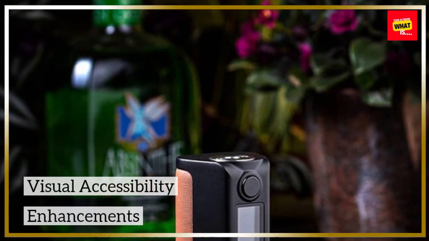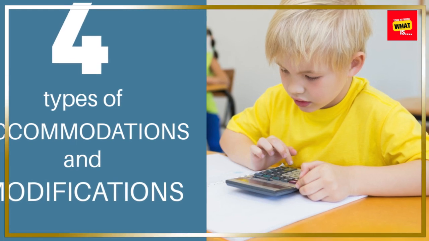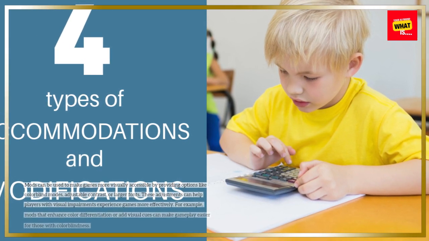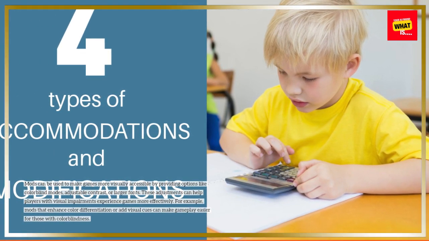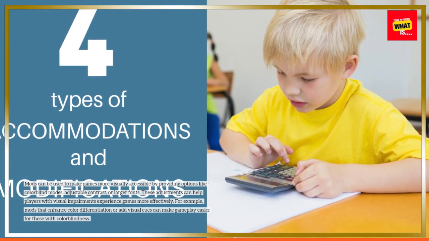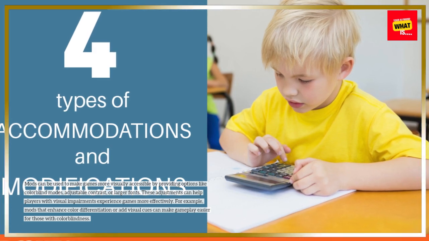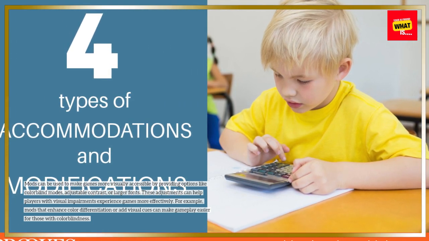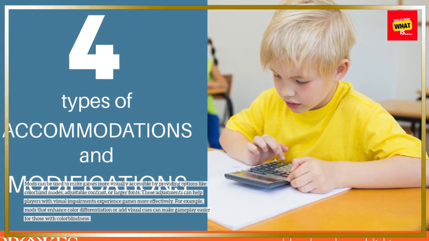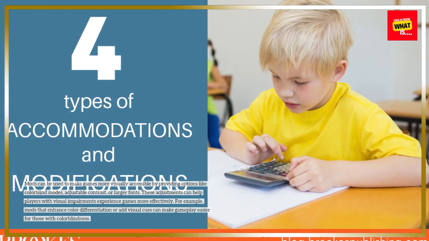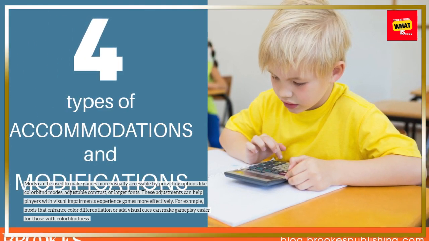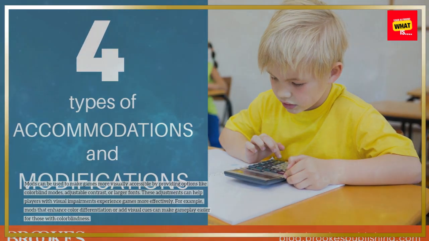Visual accessibility enhancements. Mods can be used to make games more visually accessible by providing options like colorblind modes, adjustable contrast, or larger fonts. These adjustments can help players with visual impairments experience games more effectively. For example, mods that enhance color differentiation or add visual cues can make gameplay easier for those with colorblindness.